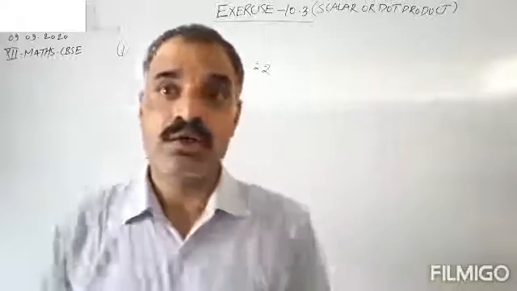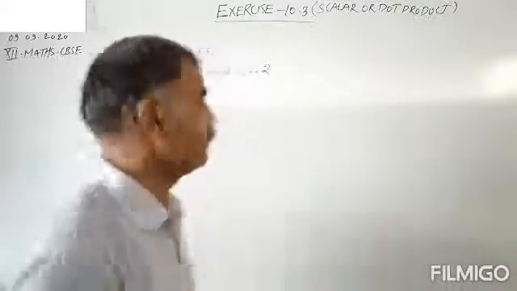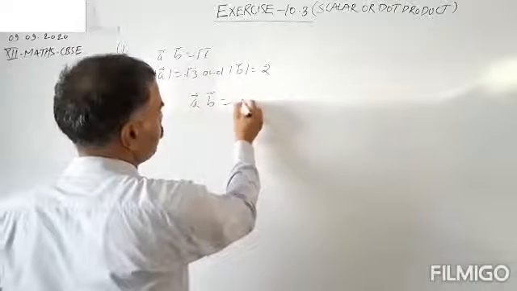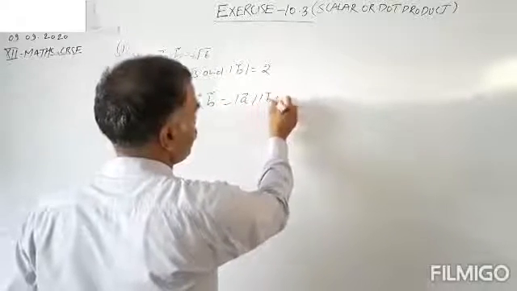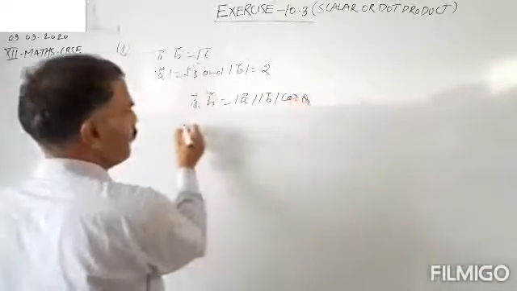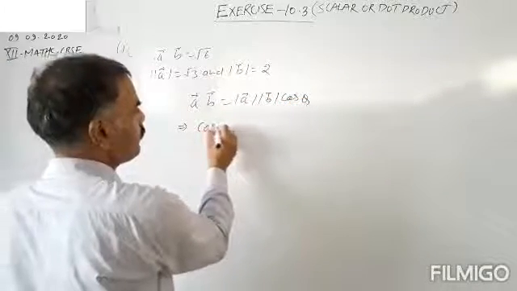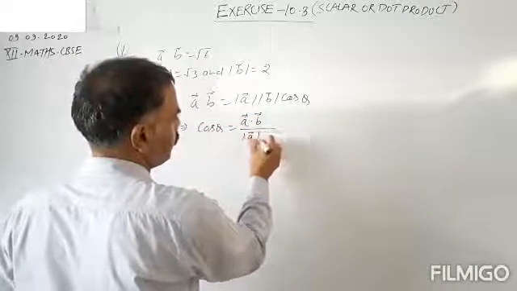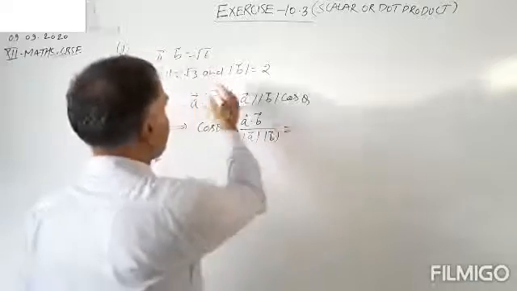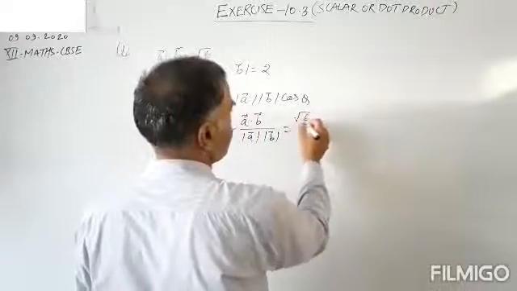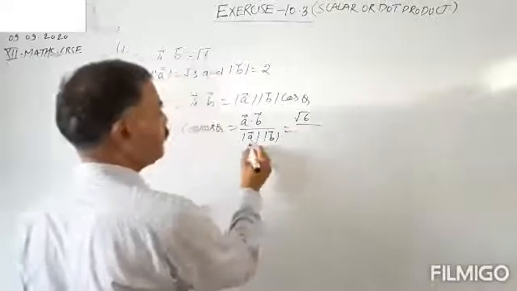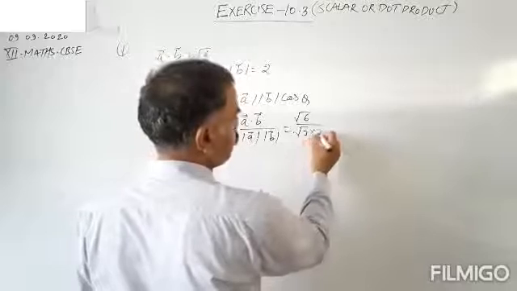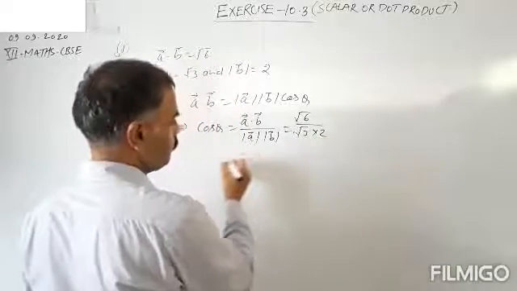So very easy, we only have to use the dot product. Dot product between two vectors, a vector dot b vector, is equal to magnitude of a vector, magnitude of b vector cos of theta. And from this, cos of theta is equal to a vector dot b vector divided by magnitude of a vector, magnitude of b vector. A vector dot b vector is under root 6 upon magnitude of a vector, that is under root 3, and magnitude of b vector, that is 2. Okay, now we have to solve this.